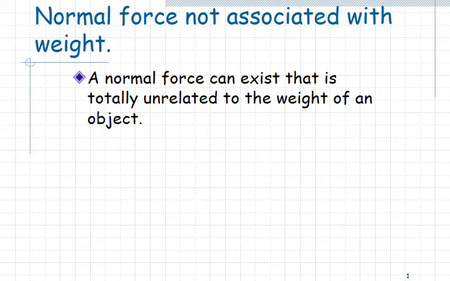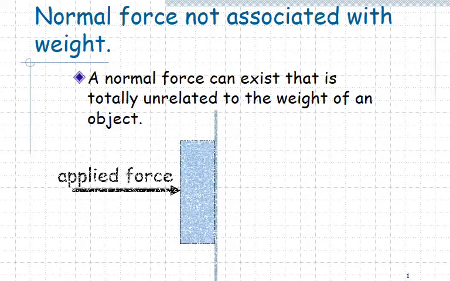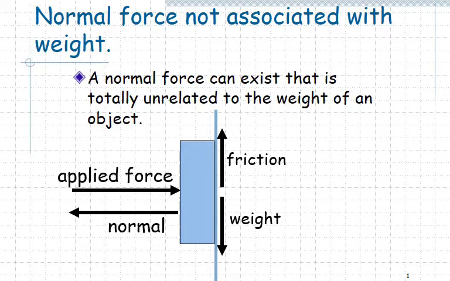An important thing about the normal force is that it's not always associated with weight. If we had a situation like this where we're pushing a block against the board, we have an applied force this way. The normal force would actually be backwards from the board. It's perpendicular to the surface. Weight would be trying to pull the block down, and then friction's actually holding it up. So it's important to notice that with the normal force.